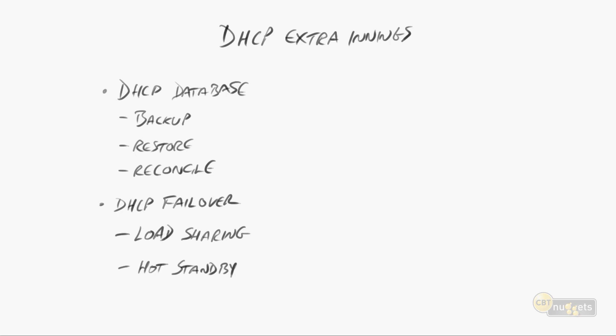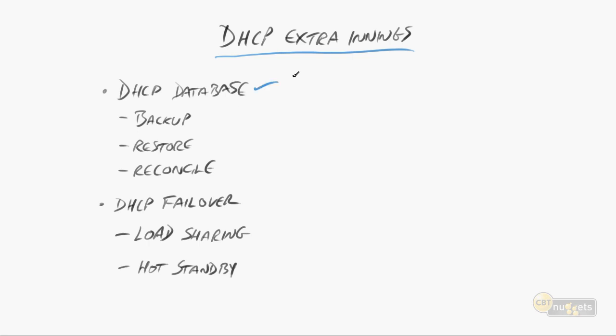Alright, here I'm going to take this thing into extra innings, which I call it that because this stuff here isn't really part of the exam objectives, but it's pretty important for the administrator to know how to do this stuff, and it could really be important, especially in the event of some kind of a failure. So let's take a look at a couple of these. First of all is the DHCP database.